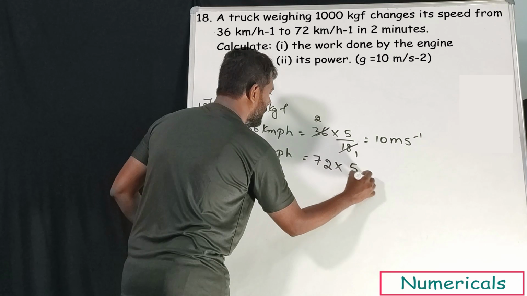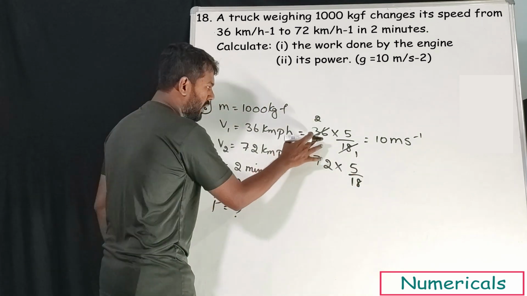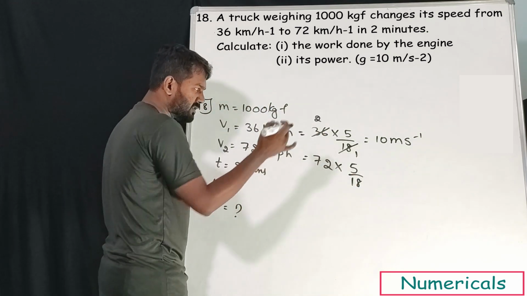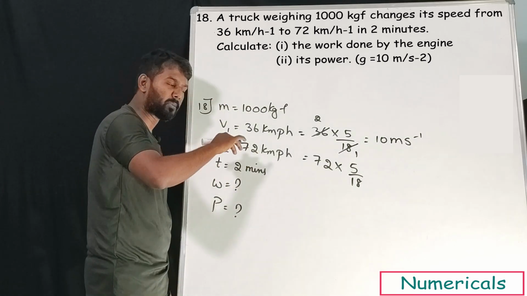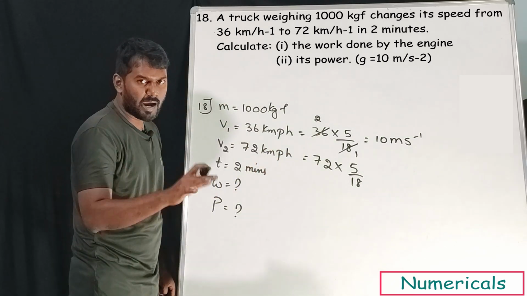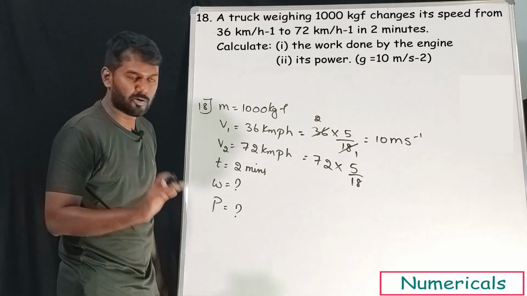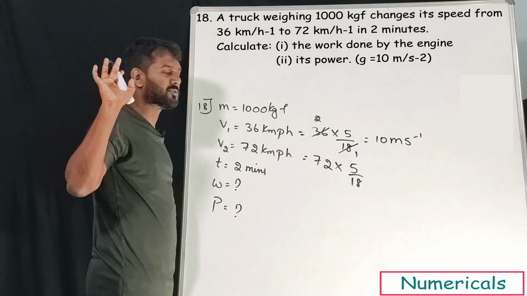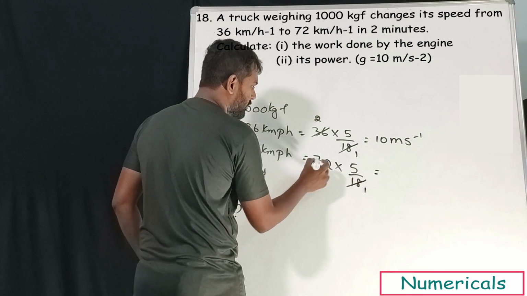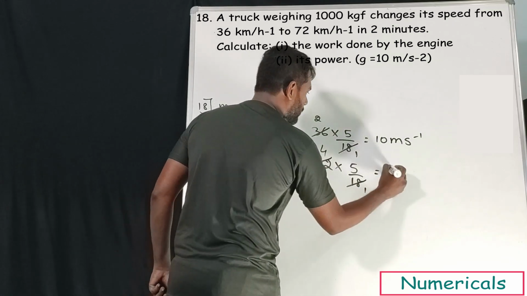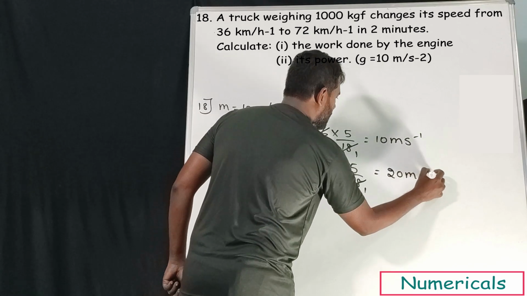So 72 into 5 by 18. Why 5 by 18? To convert from kilometer per hour to meter per second, it is 5 by 18. If you want to convert from meter per second to kilometer per hour, it is 18 by 5. Why? I told you, right? It is in the physics basics video that is available in the description box. So here 18 ones are 18, fours are 72, so 5 fours are 20 meter per second.